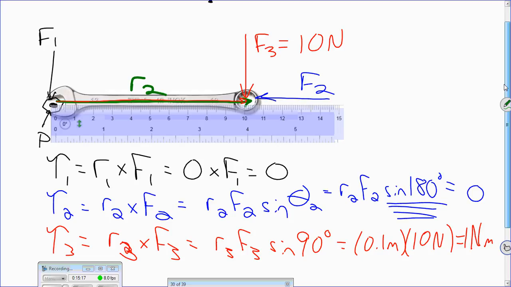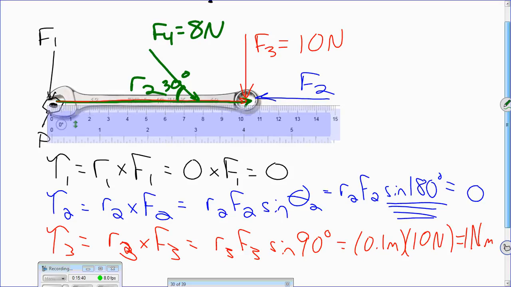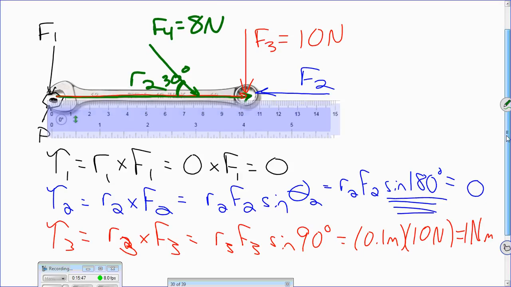All right, so suppose I have F4. Let's make it be 8 newtons. And suppose I told you that this angle here is, let's just do 30 degrees because that way the math will be easy. Cool? All right, so it looks like my distance now is 0.08. That's annoying that I keep picking the same numbers. All right, so here we go.